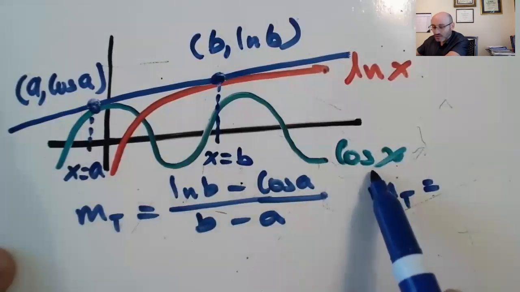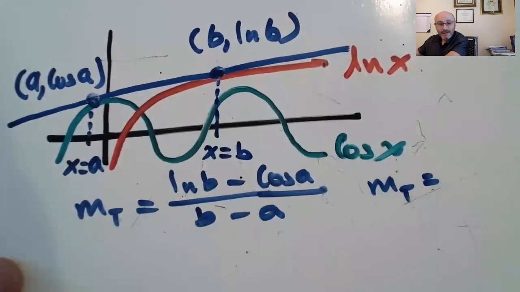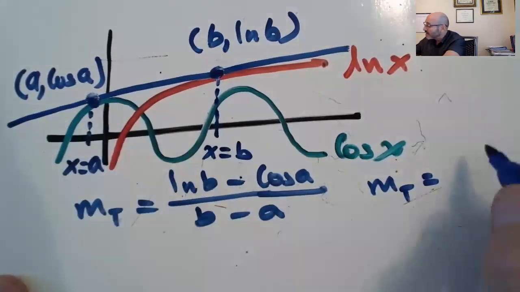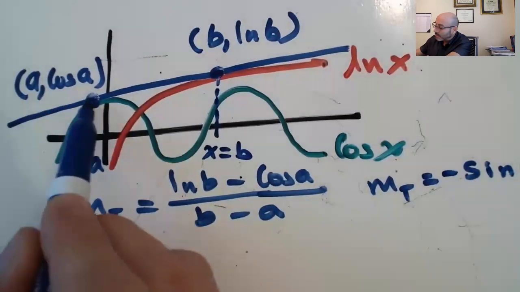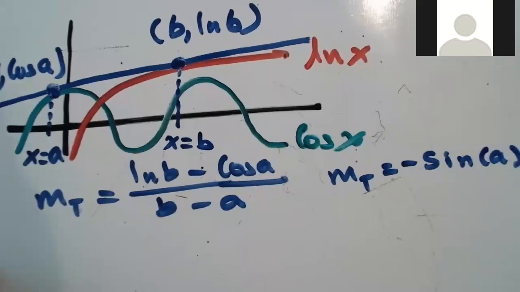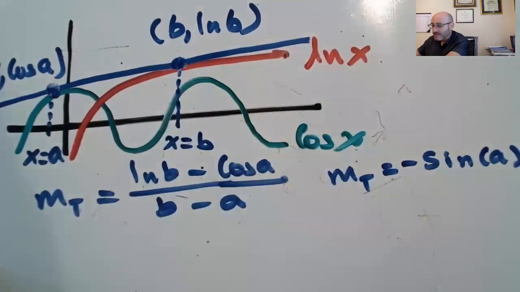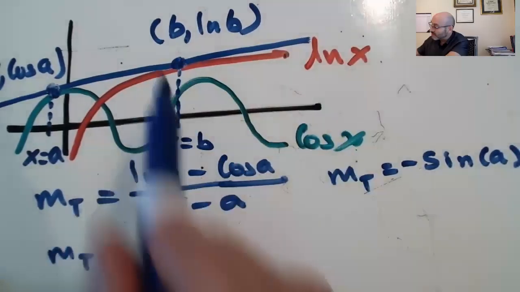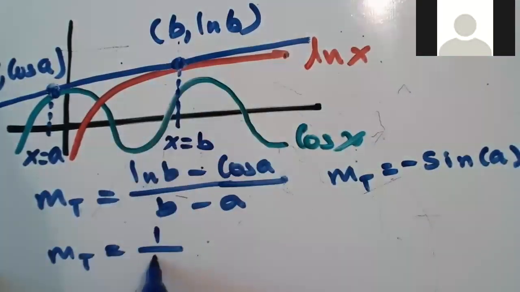What's the derivative of cosine? Negative sine. So the derivative at this point is negative sine of a, because it's at that point. And what about here? Isn't the derivative 1 over x? Yes, so the derivative there is going to be 1 over what? b. And they equal each other.